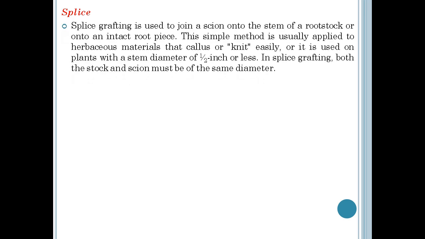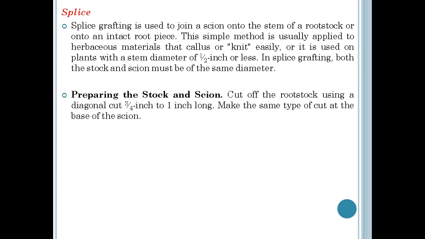Splice grafting. Splice grafting is used to join a scion onto the stem of a rootstock or onto an intact root piece. This simple method is usually applied to herbaceous material that callus or knit easily, or it is used on plants with a stem diameter of ½ inch or less. In splice grafting, both the stalk and scion must be of the same diameter.